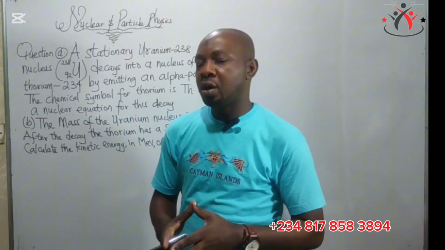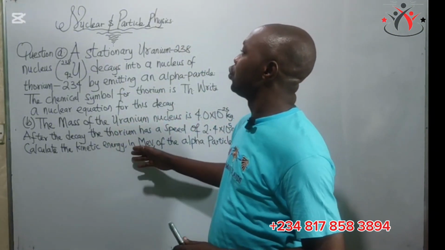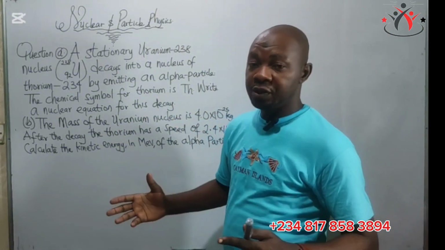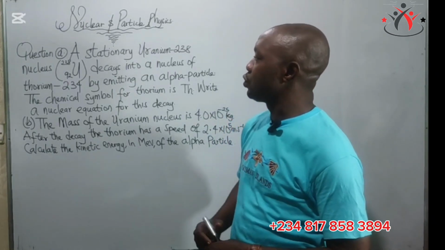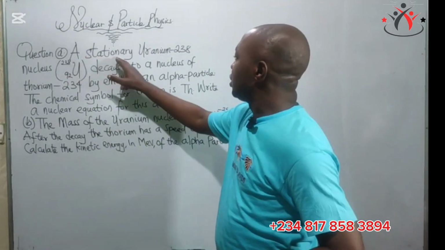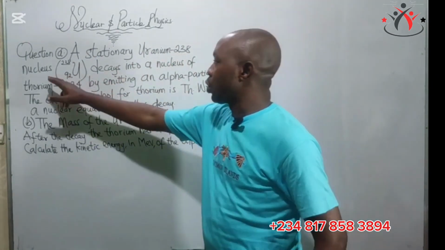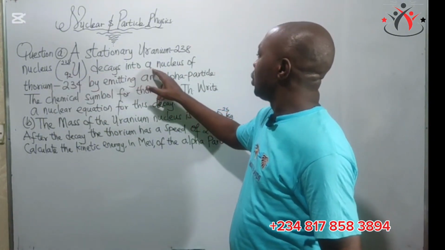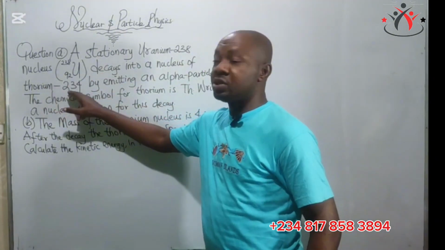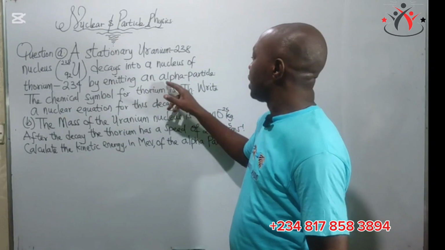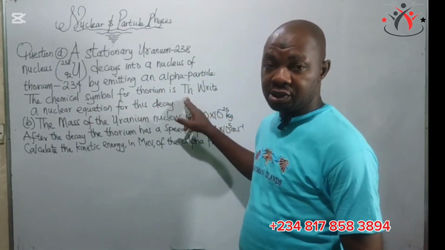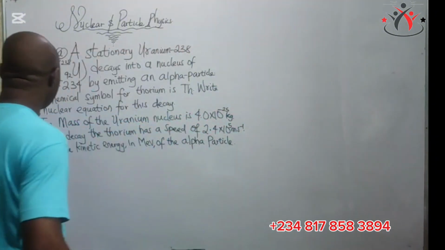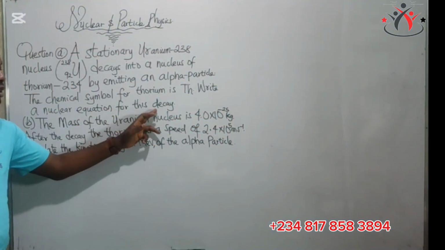Alright, so in this tutorial, I'll be providing the solution to this nuclear and particle physics problem. We have two questions. The first question reads: a stationary uranium-238 nucleus decays into a nucleus of thorium-234 by emitting an alpha particle. The chemical symbol for thorium is Th. We are asked to write a nuclear equation for this decay.